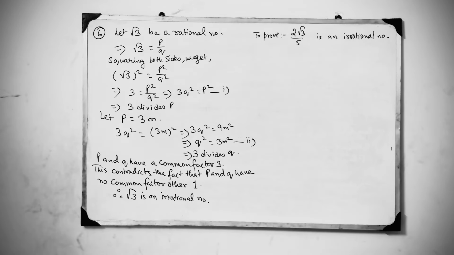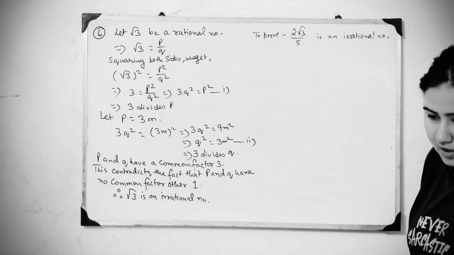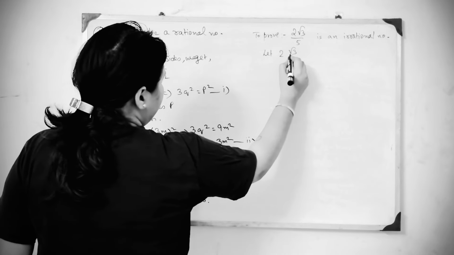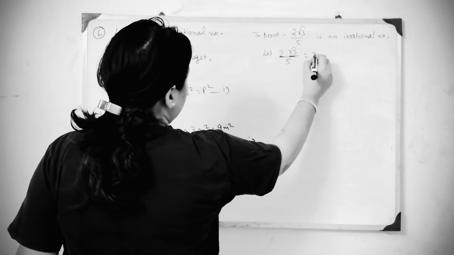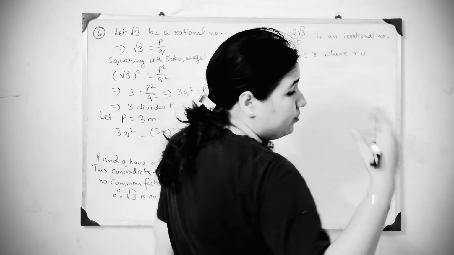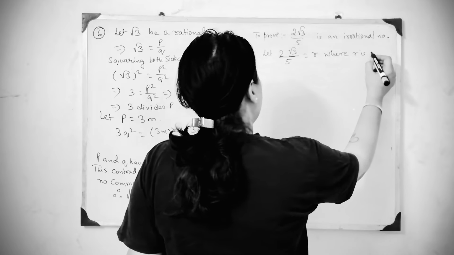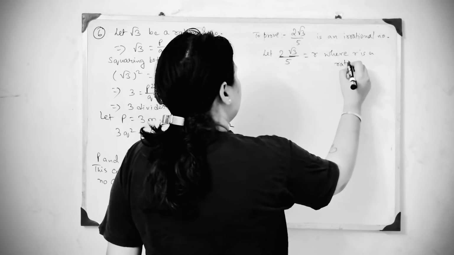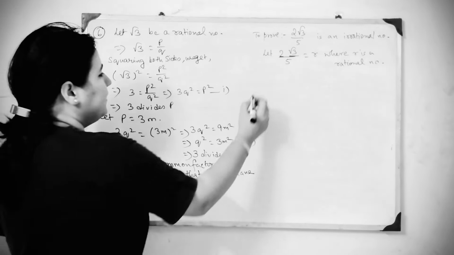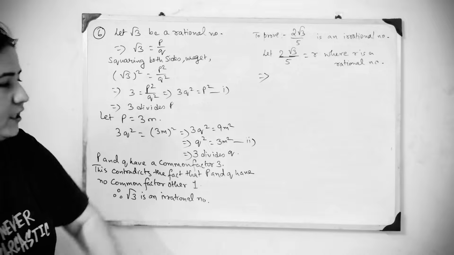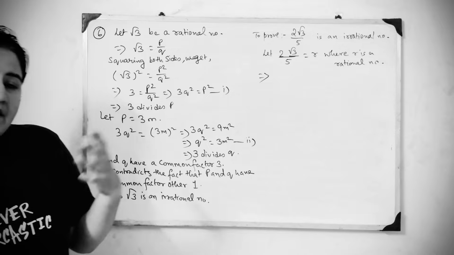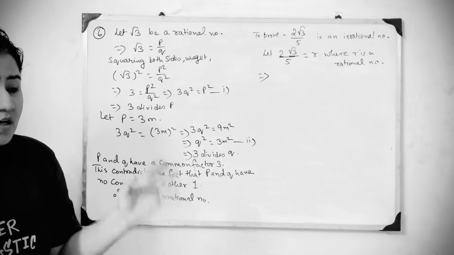So if you remember the previous sum, number 5, we will take, let 2 root 3 by 5 equal to R, where R is assumed to be a rational number. Now what I need to do is that whichever digit is having a root over before it, you isolate that digit. In the previous sum also we isolated, here also you isolate. Isolate means you separate it out.